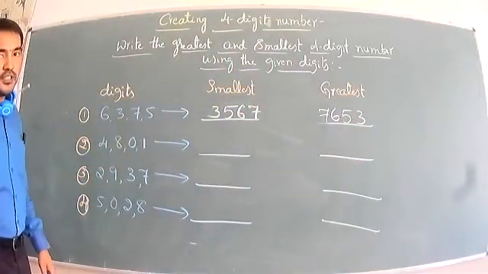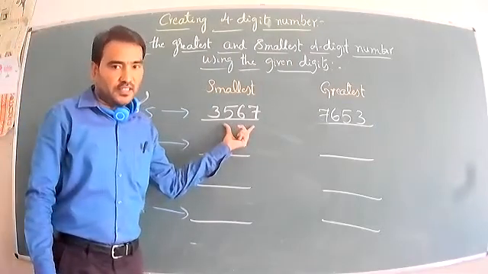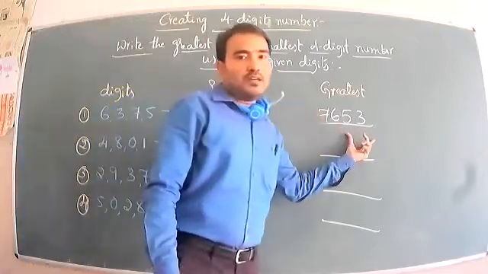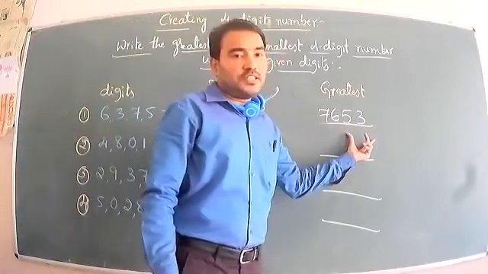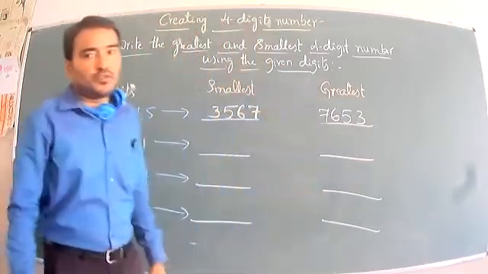So this is the greatest and the smallest number. When the digits are arranged in ascending order, it becomes the smallest number. When the digits are arranged in descending order, we get the greatest number.